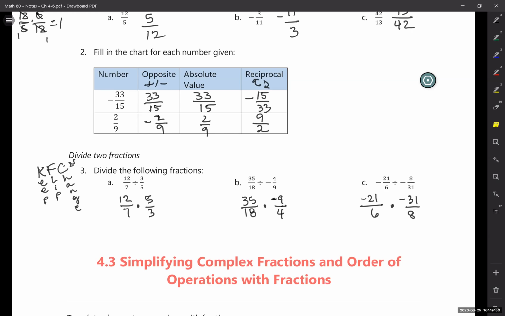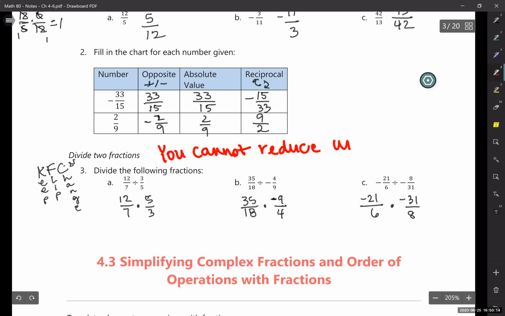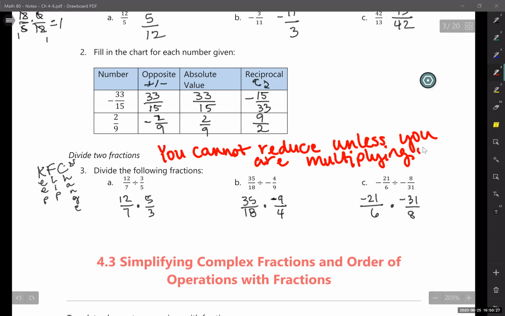Okay, now that we have multiplication, now we can talk about reduction. You cannot reduce unless you're multiplying. That's actually a really big rule. It's going to come up over and over again throughout math. So I'm just going to write it here. You cannot reduce unless you are multiplying! Exclamation point. That's how exciting it is.